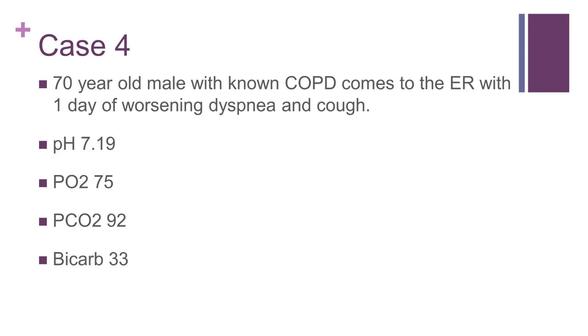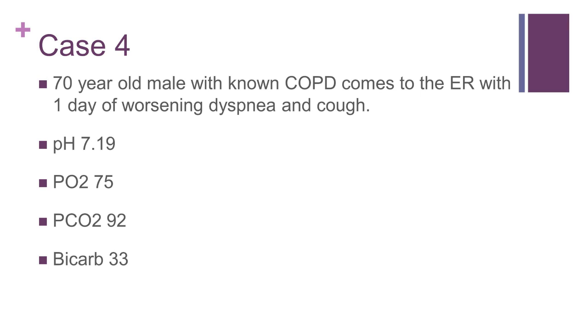In our next case, another patient of yours with long-standing COPD comes to the emergency department with a one-day history of worsening dyspnea and cough. An ABG is obtained and demonstrates a pH of 7.19, PO2 of 75, PCO2 of 92, and a bicarb of 33. First, note that the patient is hypoxic. He is also acidotic. His PCO2 is greatly elevated to 92, so this is a respiratory acidosis.